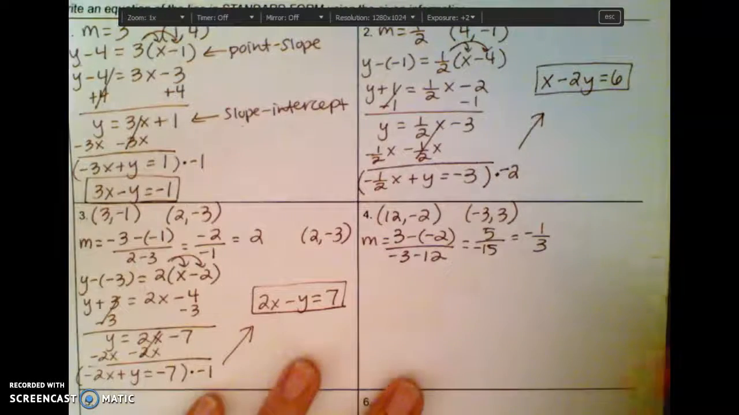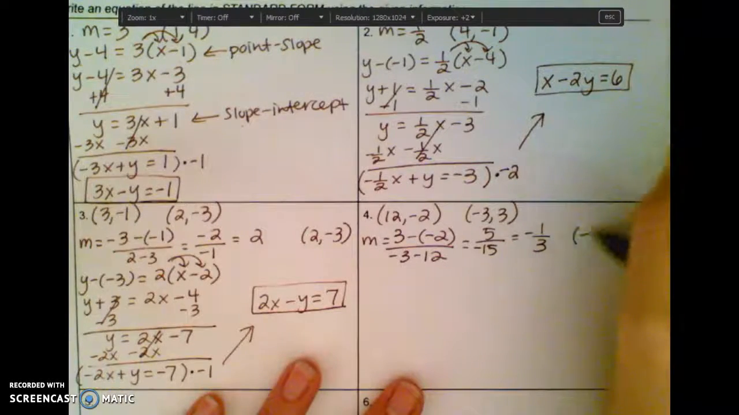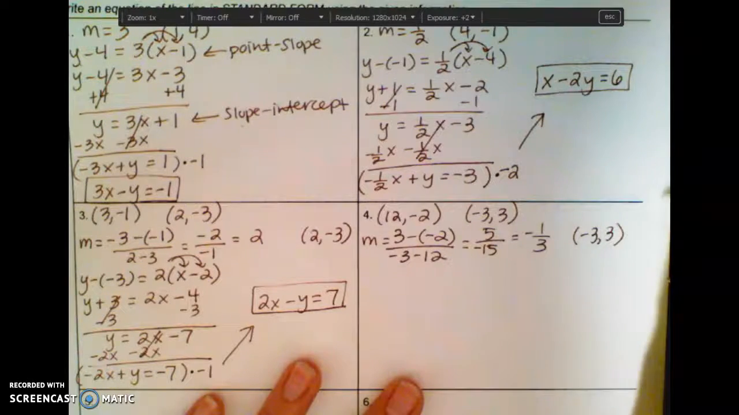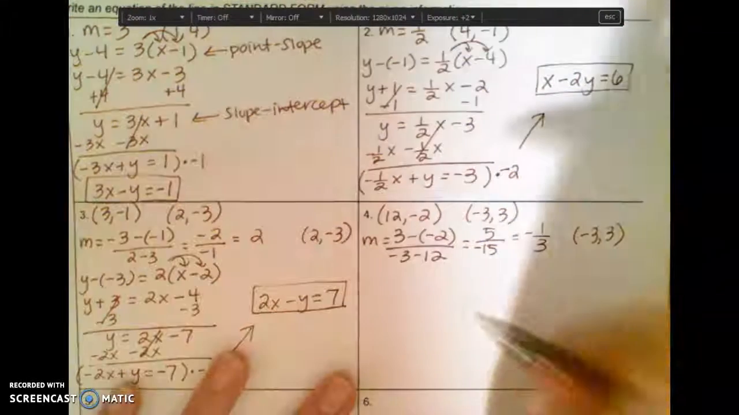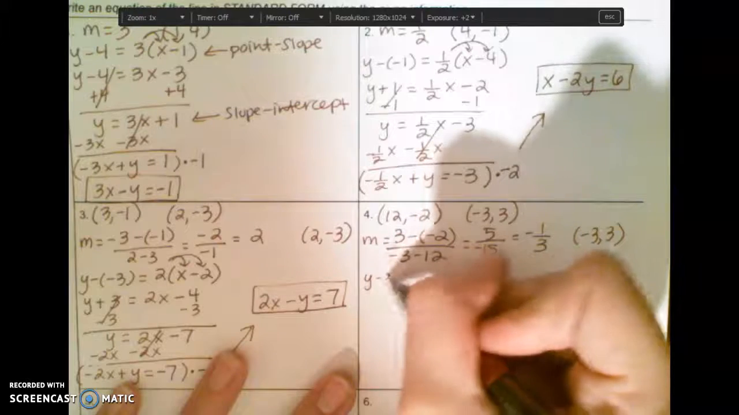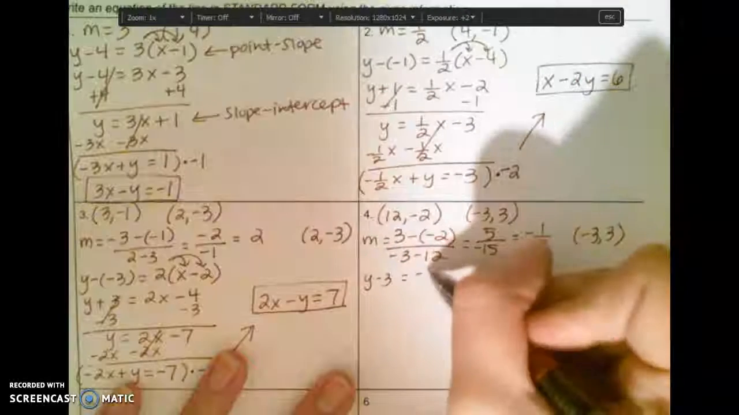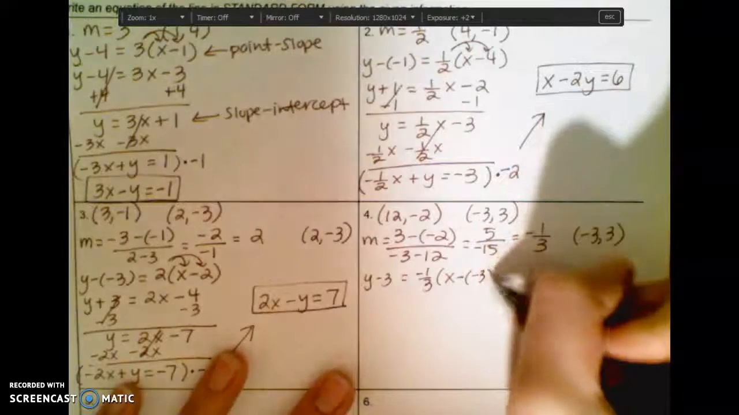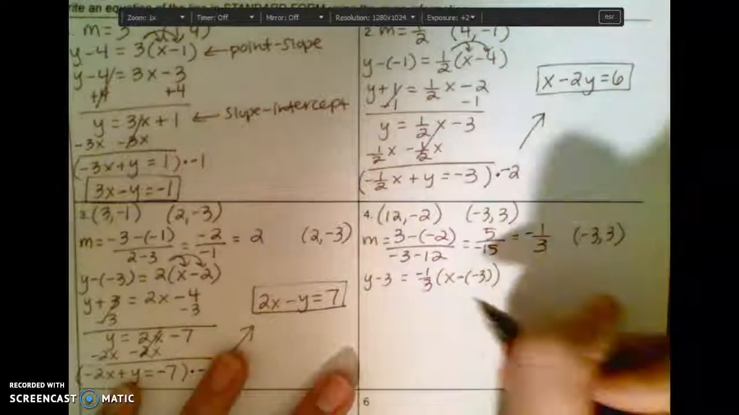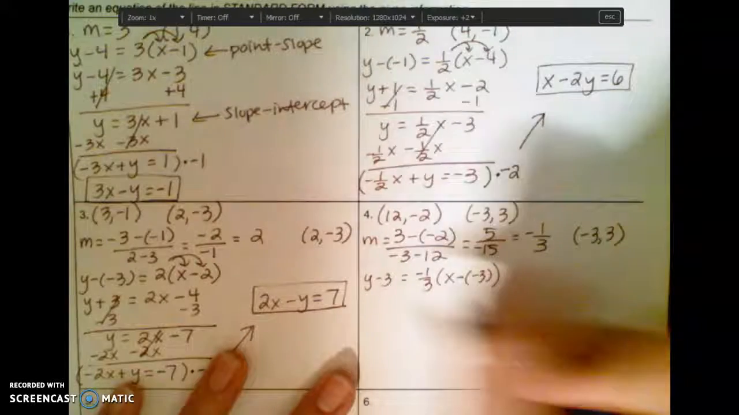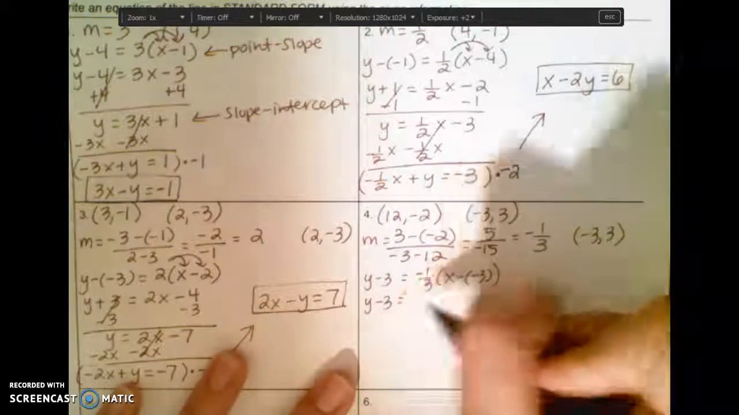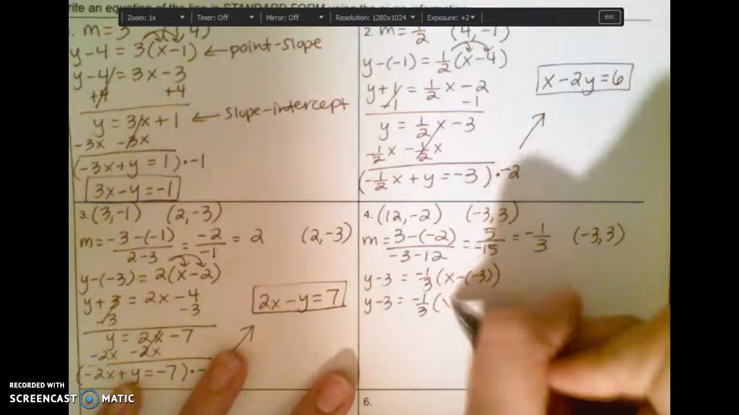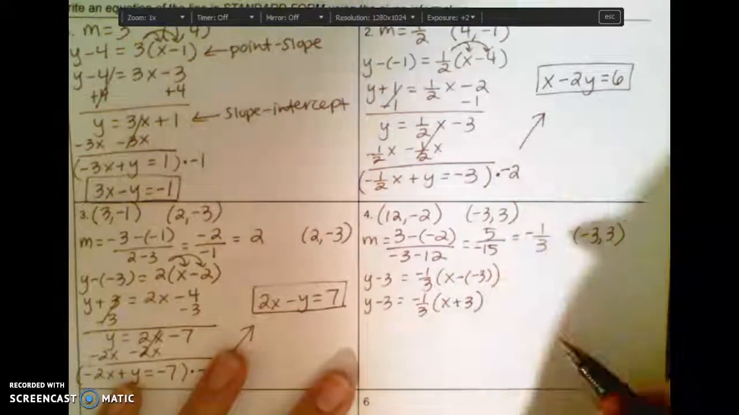Now I need to pick a point and plug it in. So I'm going to use the point negative 3, 3. And now we need to plug it in. So that will give me y minus 3 equals negative 1/3 times x minus negative 3. Well, first let's get rid of that minus a negative. Minus a negative is a positive. So I have negative 1/3 times x plus 3.